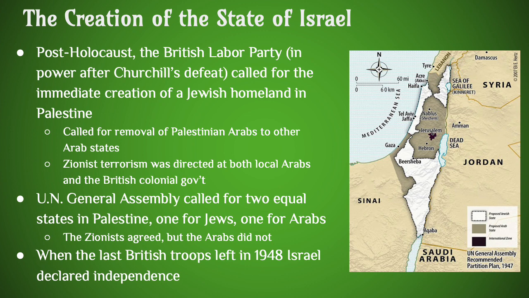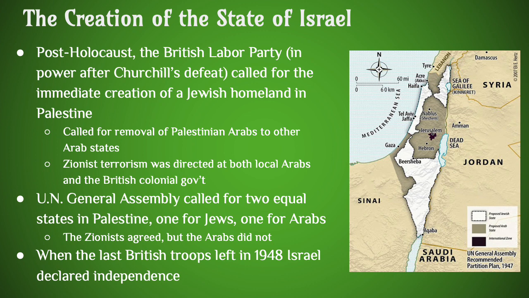So there's a lot of agitation, and you get Zionist terrorist groups. When we think of the Middle East and we think of terrorism, we tend to not think of the Jewish people, the Israelis, as being the terrorists, but the Zionists were definitely directing acts of terror against both local Arabs and the British colonial government that they didn't feel like was leaving fast enough.